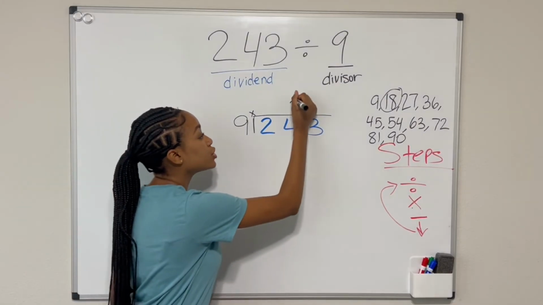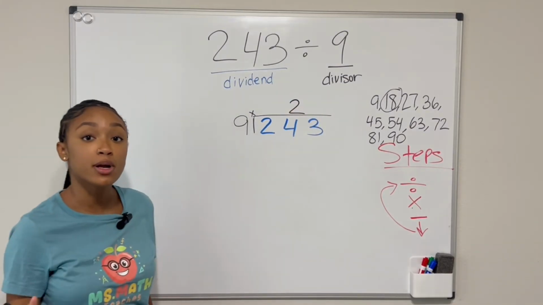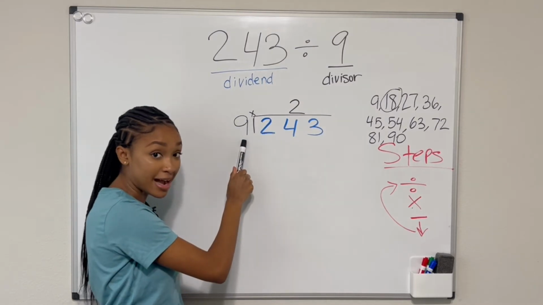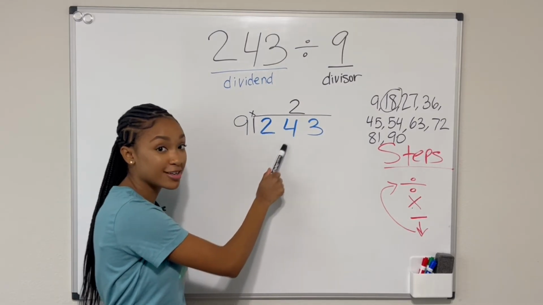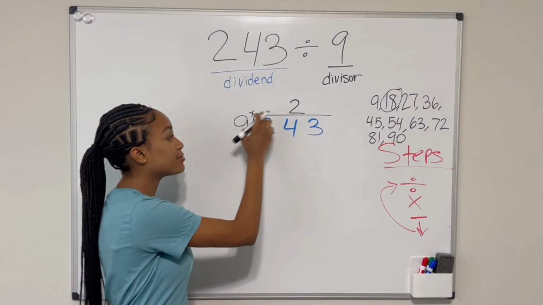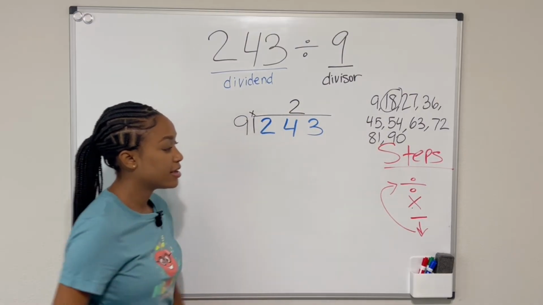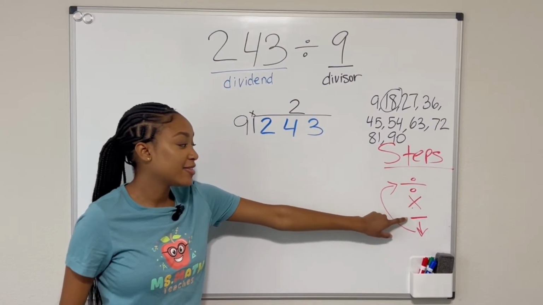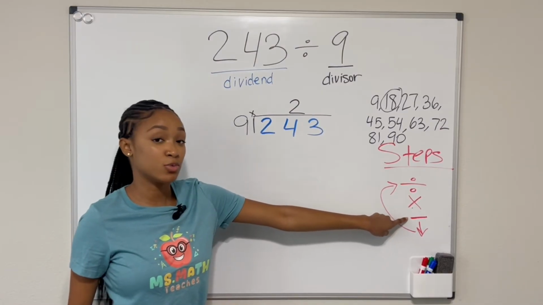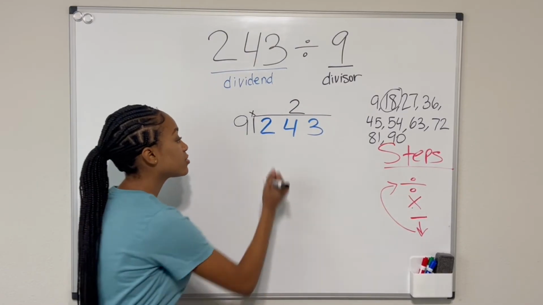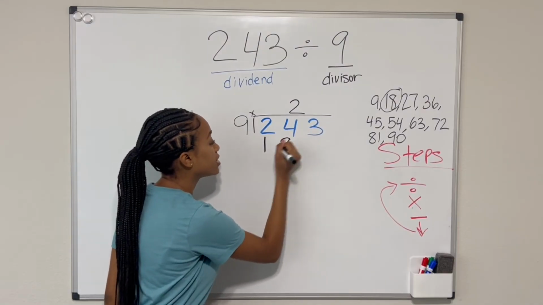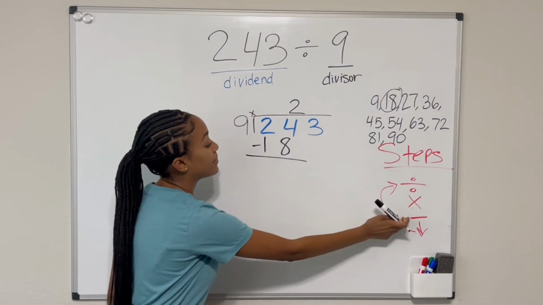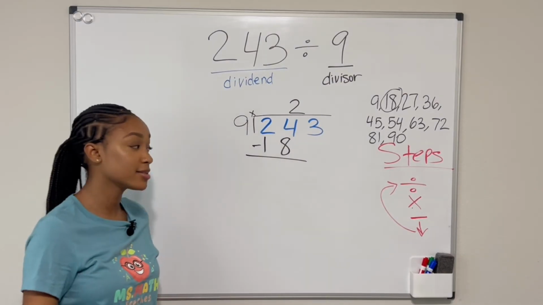So I'm going to put a 2 above the 4. I'm not going to put it above the 2 because I'm not doing 2 divided by 9. I'm doing 24 divided by 9. So 9 times 2 is 18. I multiplied. I got 18. That helps me with my next step, which is to subtract. So let's write 18 underneath 24, because now I multiplied and now I'm in my step, which is to subtract.